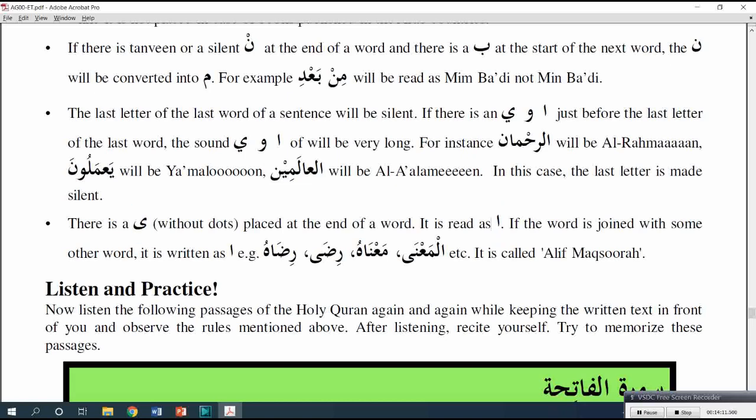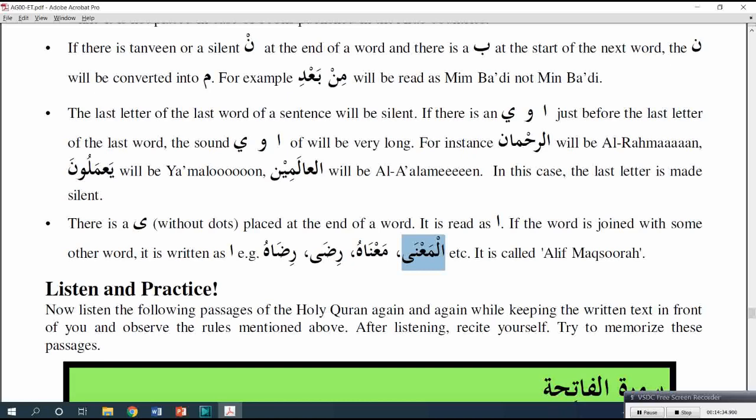Example is ridahu, so it becomes rida, like this. Same, rida. Like the word ma'nahu, it becomes al-ma'na. So this ya will be ignored. So this is actually silent in reality.